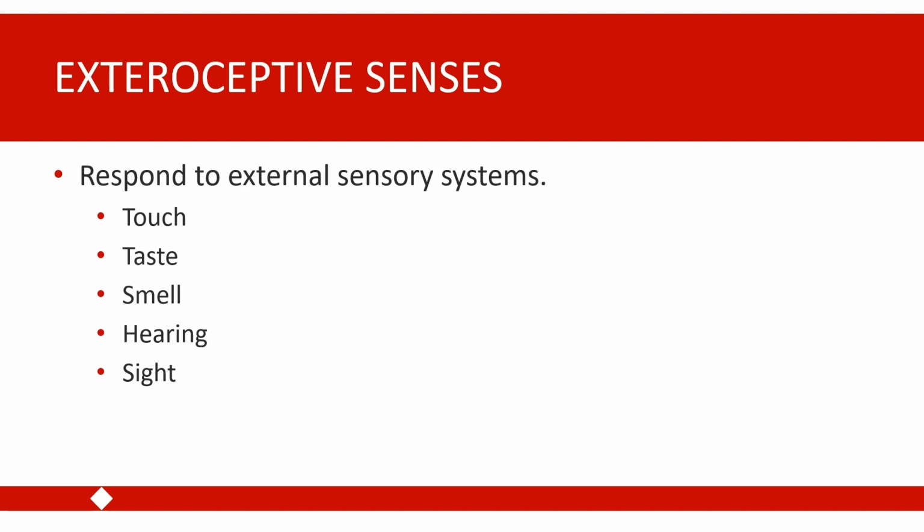Next, we're going to discuss our exteroceptive senses. So remember that these are our senses that are responding to external sensory systems and giving us information from outside the body. These include things like our sense of touch, our sense of taste, our sense of smell, our ability to hear, and our ability to see. We're going to start by talking about our somatic senses.